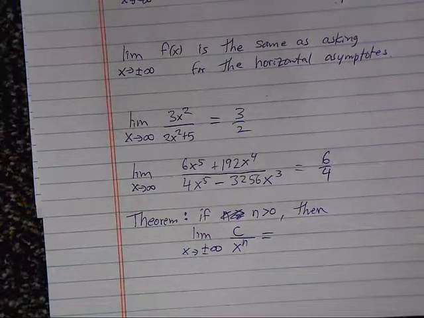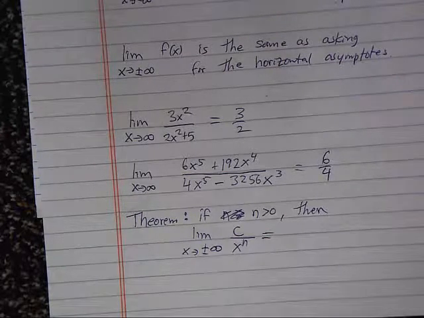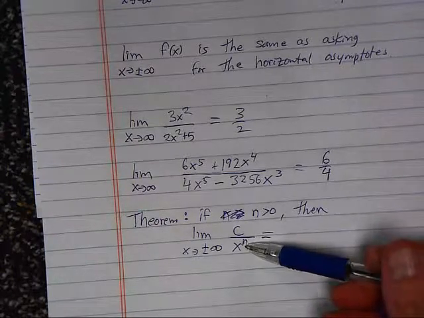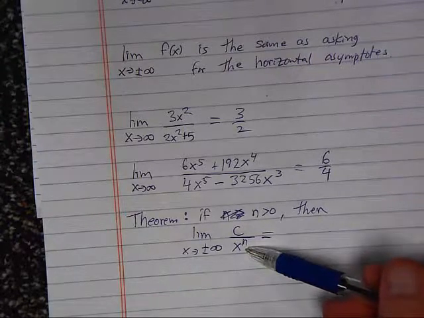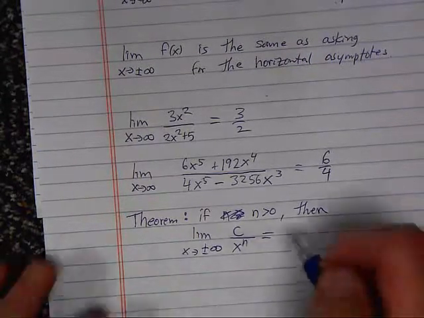So what happens if I take a constant c and I divide it by x to a power and the x value is getting really, really big? It's going to get close to 0, isn't it? If I take c and divide it by 100, that's going to be pretty small. If I take c and divide it by 10 million, that's going to be really, really small, close to 0. So this is 0. That's our one theorem.